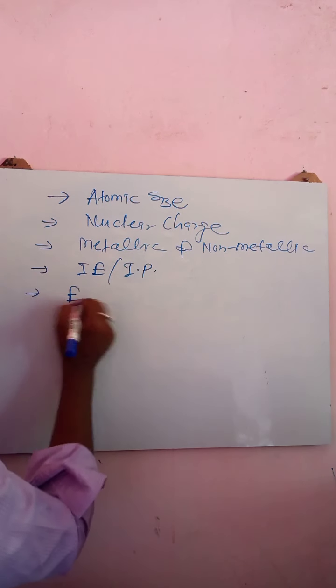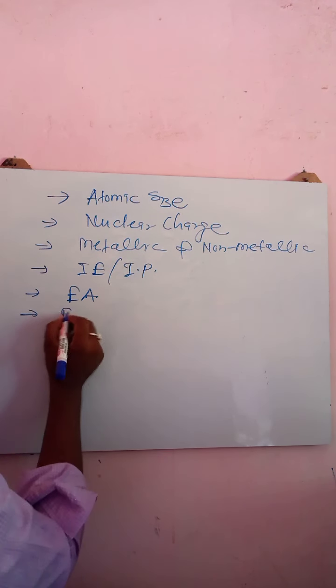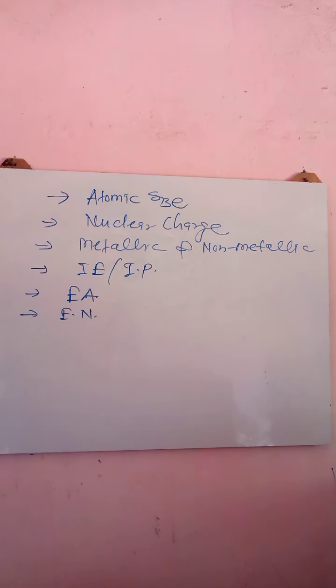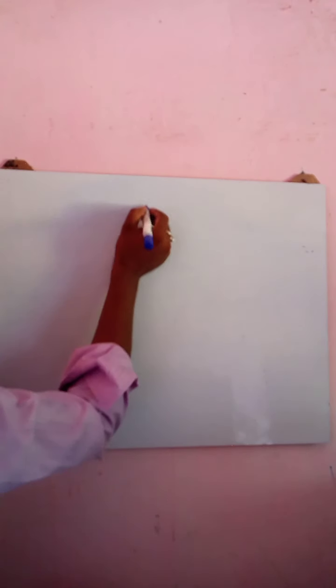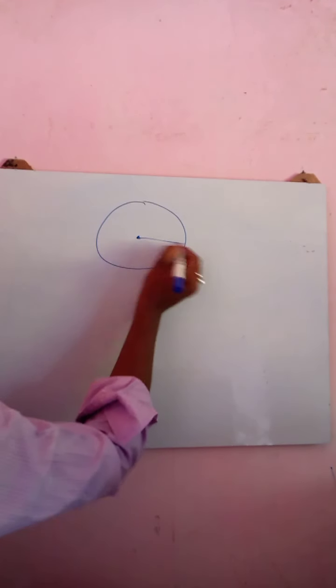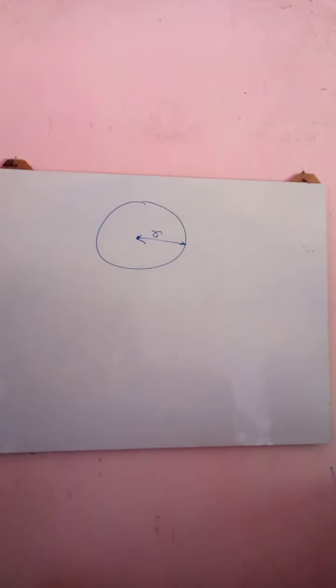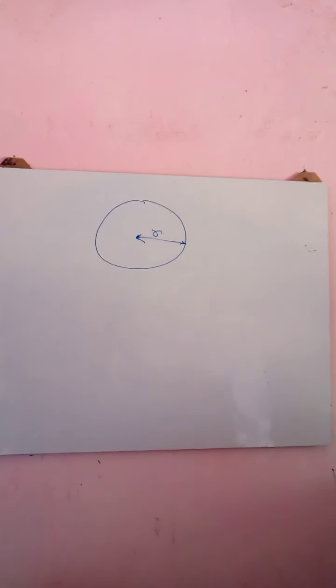We will understand what is electron affinity. We have to understand what is electronegativity. Following periodic properties along with their traits we will understand. So briefly we will go towards the following properties. What is atomic size? Many times I told you all. Atomic size means the distance between nucleus and outermost shell. Distance between nucleus and outermost shell of an atom is called atomic size or atomic radius.